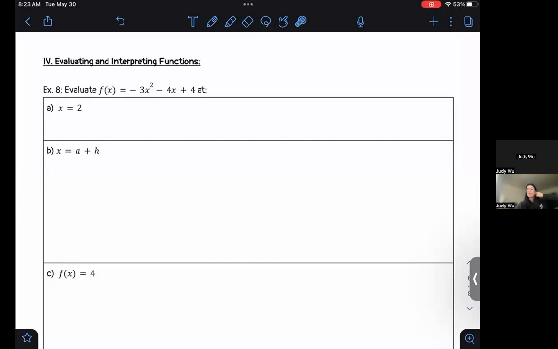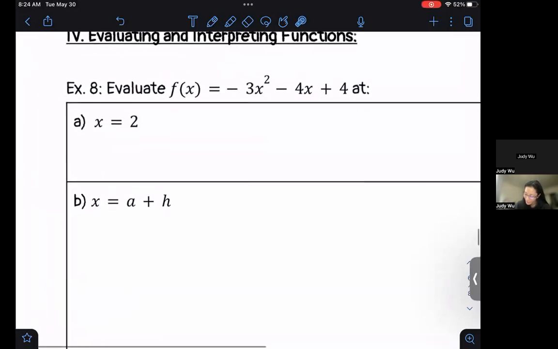So in this part, we're going to be looking at evaluating and interpreting functions, okay? We've got a bunch of examples to work through. Feel free to skip around as you see fit, but I'll try and do my best to explain each of these examples, all right? All right, so let's start with example 8.